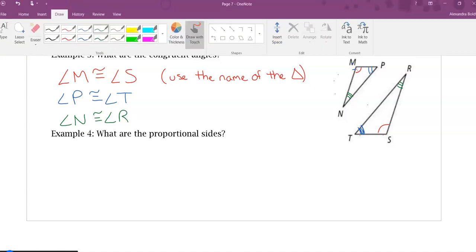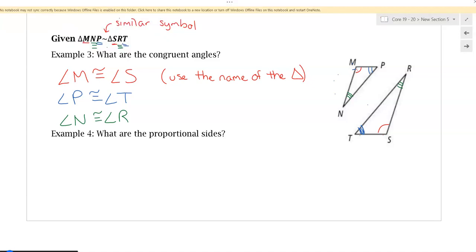All right, what are the proportional sides? Same idea, but now I just have to choose a side. And instead of them being equal, they're proportional. So we have to set up a fraction. Remember, proportions, ratios, those are all fractions. Okay, so I'm just going to choose a side.